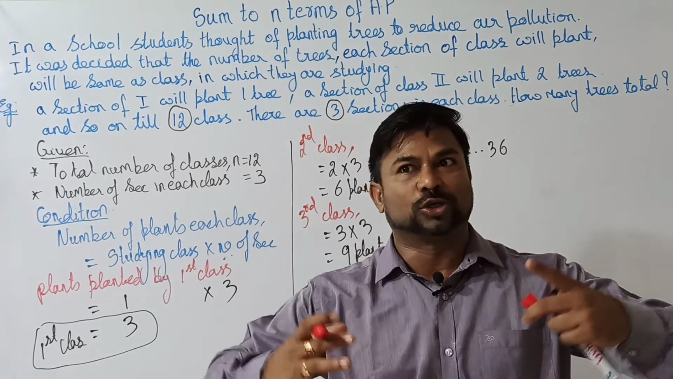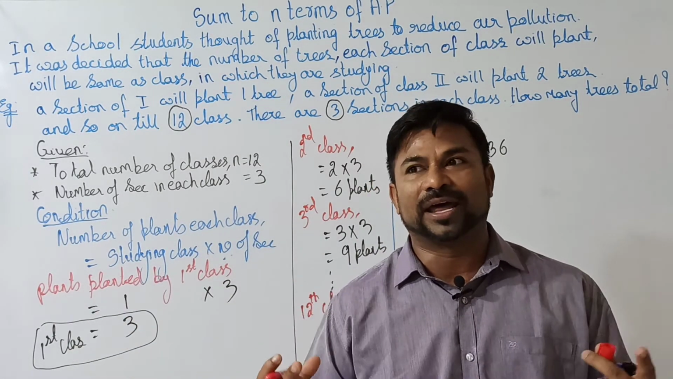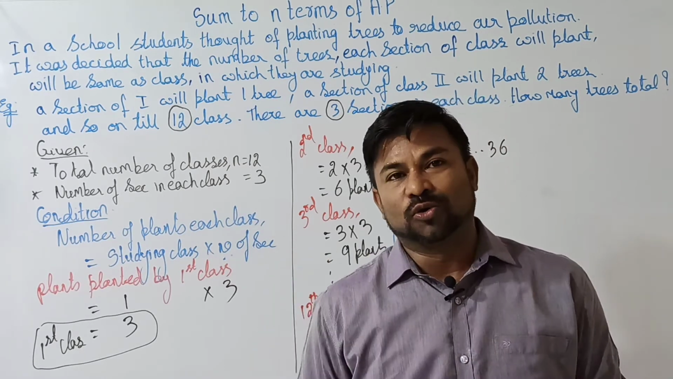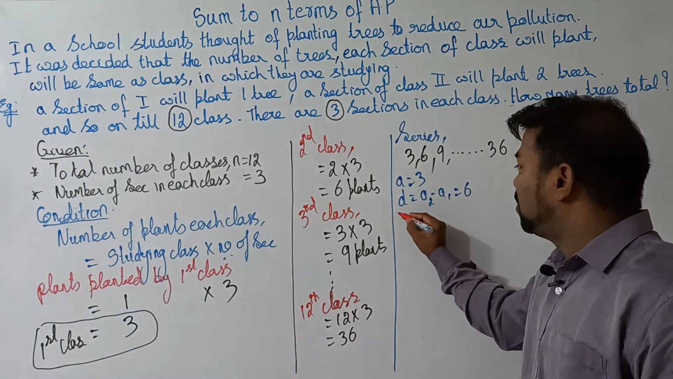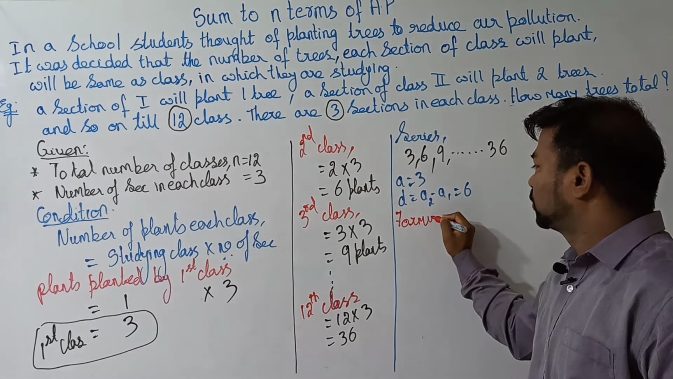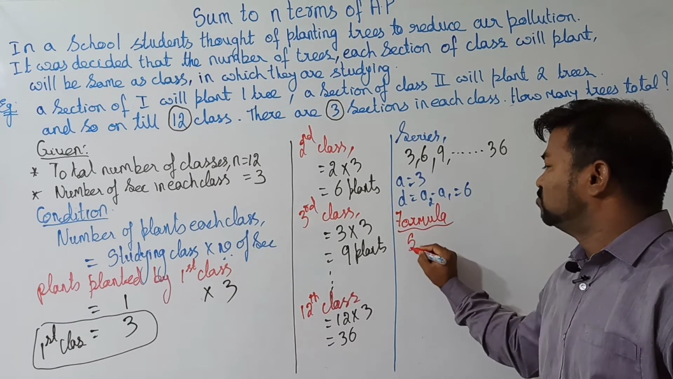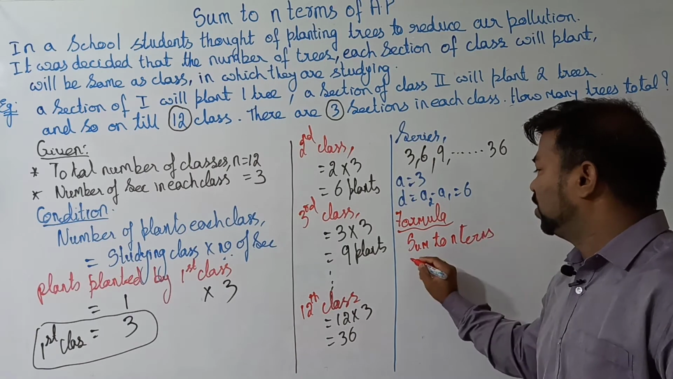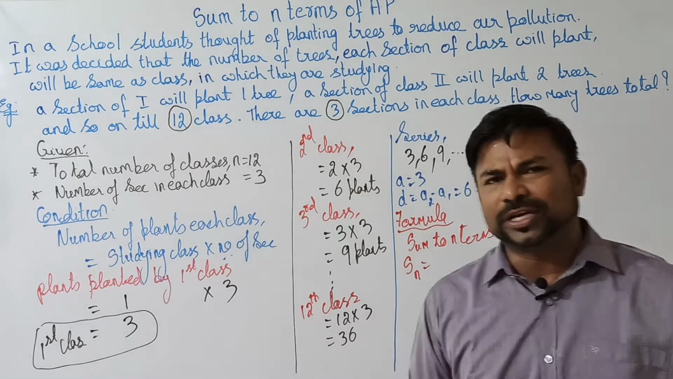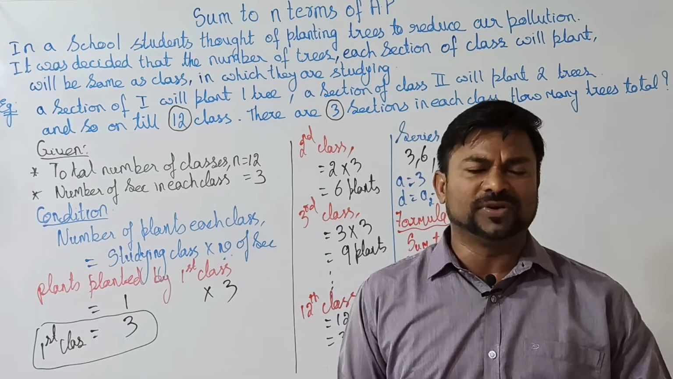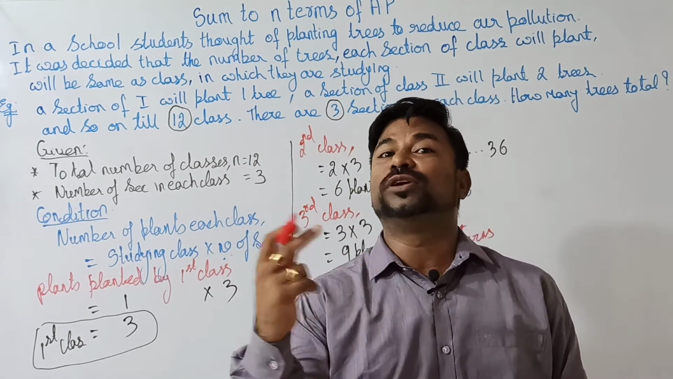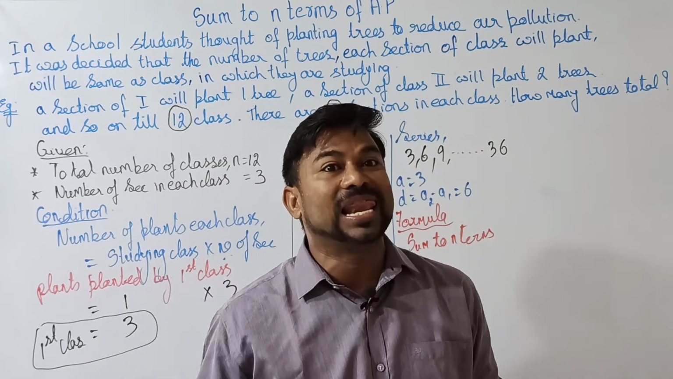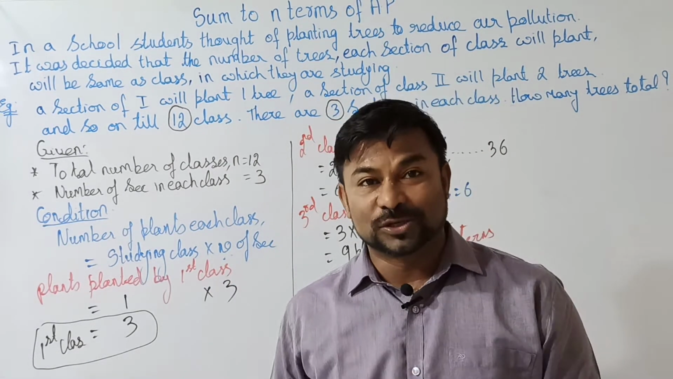He is asking us to find the total number of plants planted by the entire 12 classes from 1 to 12. So for that, as we all know, let us go for the sum to n terms formula. What's that? Sum to n terms. This is the formula we are using. Sn is equal to, now the tricky part, what kind of formula are you using? We have many formulas: n by 2 into 2a plus n minus 1 into d, or Sn is equal to n by 2 into a plus l. Why? Because we know the first term and also the last term.